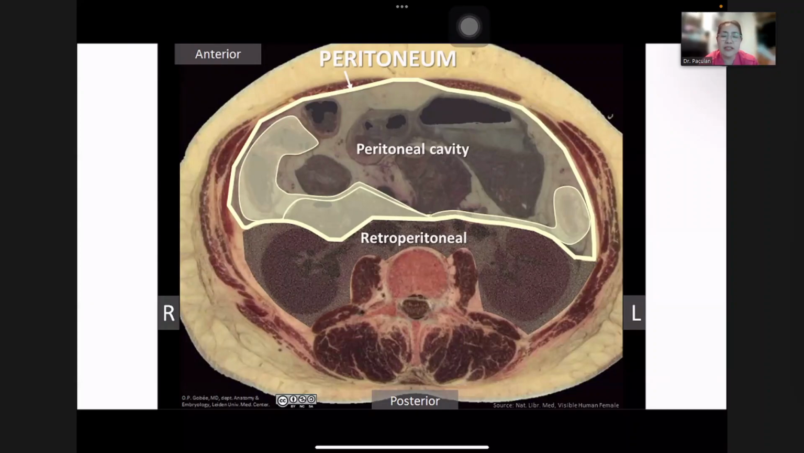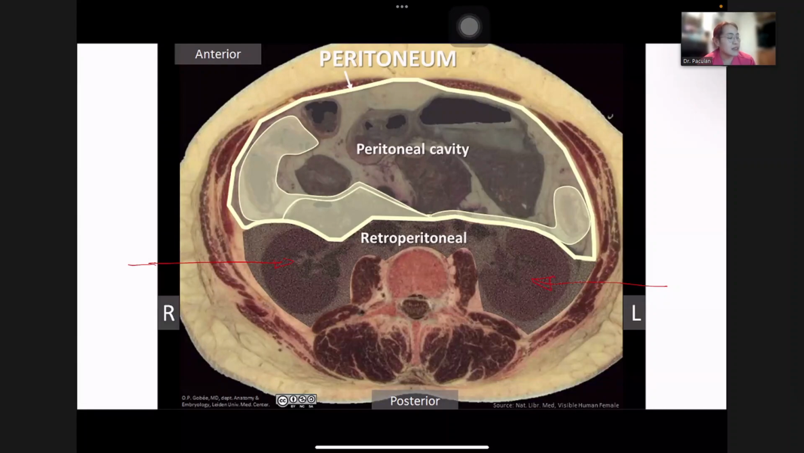Intraperitoneal organs are almost completely covered with visceral peritoneum. Extraperitoneal, retroperitoneal, and subperitoneal organs are those outside the peritoneal cavity. Is there an organ that's completely outside the peritoneal cavity? Yes, but there are only a few. Look at this, even the kidneys. This is your kidney.